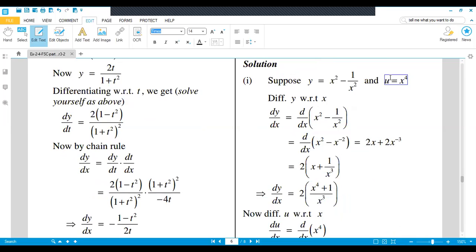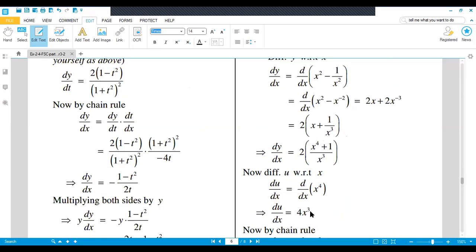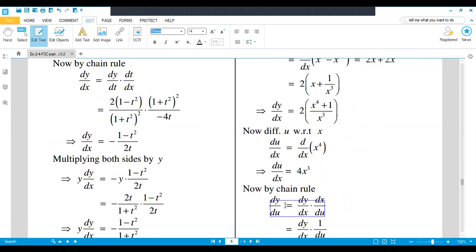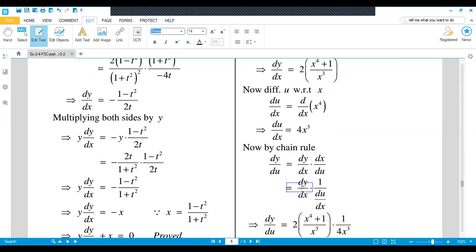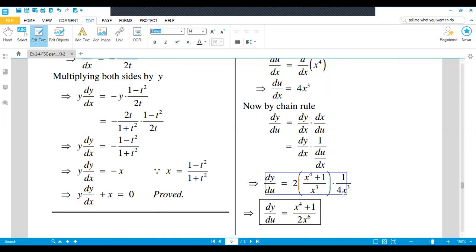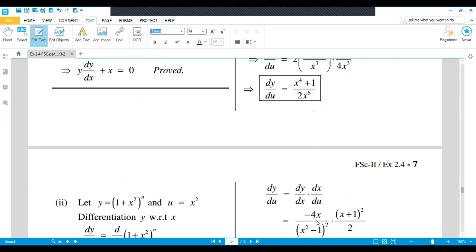Now you differentiate this u with respect to x. So du by dx, d by dx of x power 4, so 4x cube you get. Now by chain rule, because y and u are the two equations, dy by du is dy by dx times dx by du. So for dx by du, you write its reciprocal. So dy by dx is equal to this and dx by du is equal to 1 over 4x cube. 4 and 2 cancel with each other. So you get x power 4 plus 1 divided by 2x power 6.